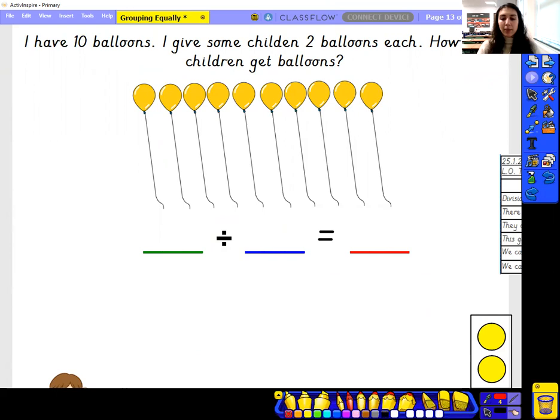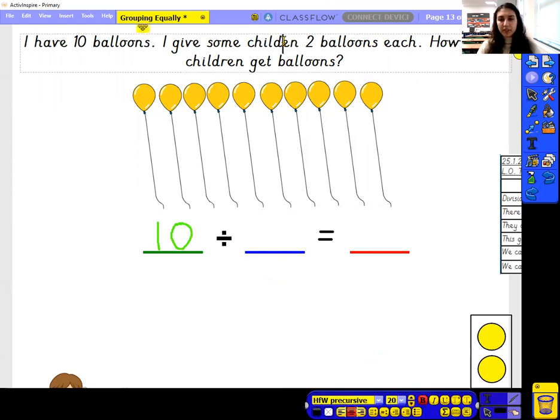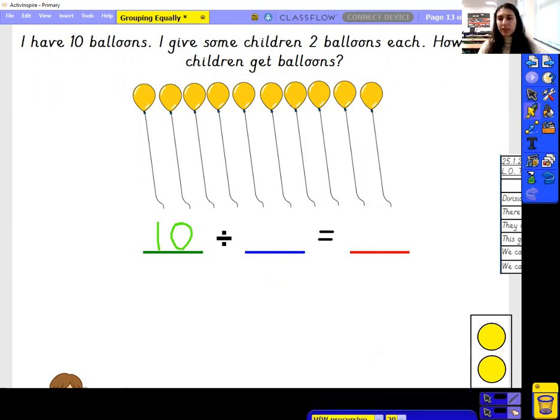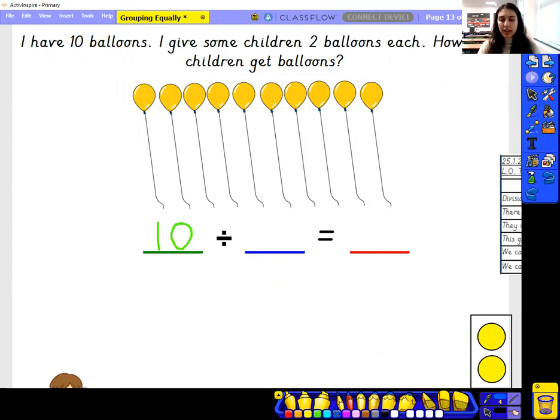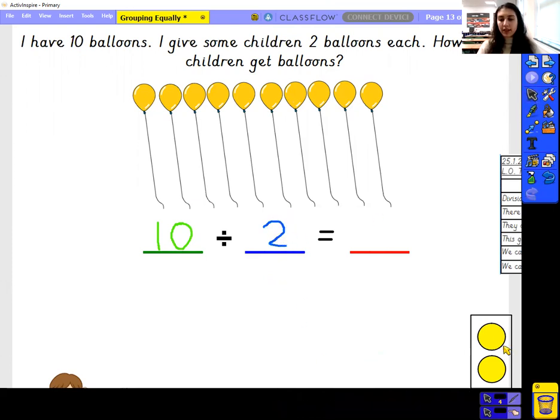I have 10 balloons. So remember, when we do a division, the number that comes first is the whole amount that we've got. So that's 10 balloons. And I divide it into groups of... I give some children 2 balloons each. How many do they get? So I'm dividing it into groups of 2. Well, let's look at that with an array.